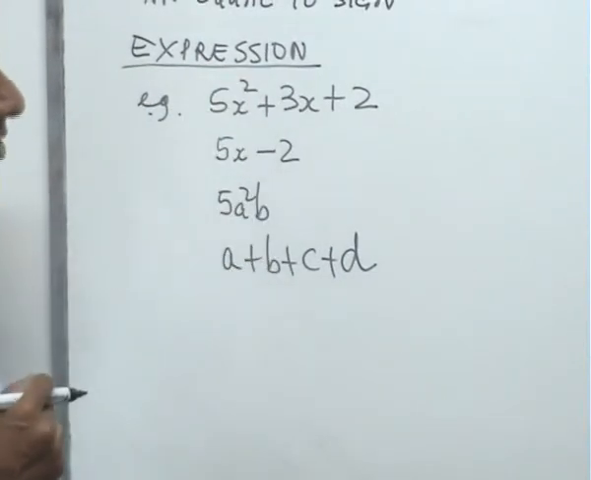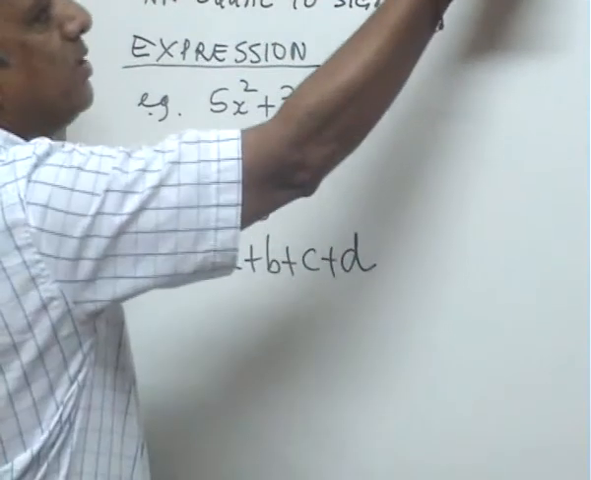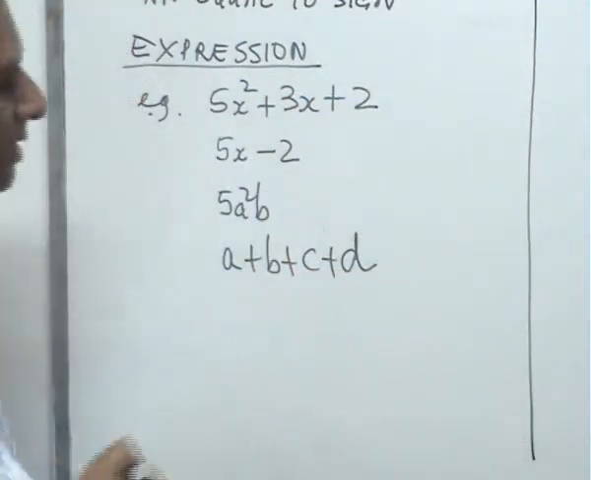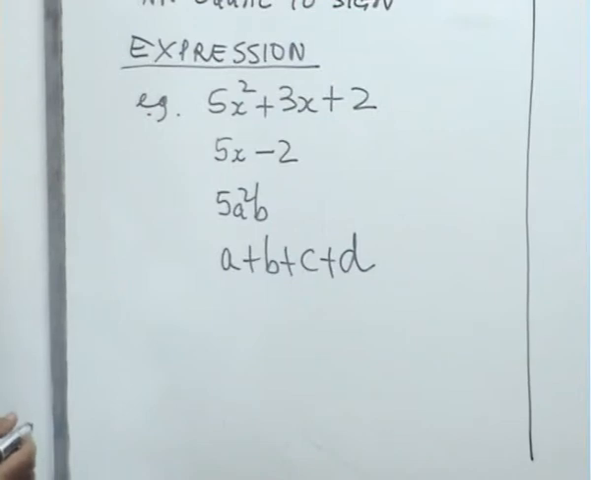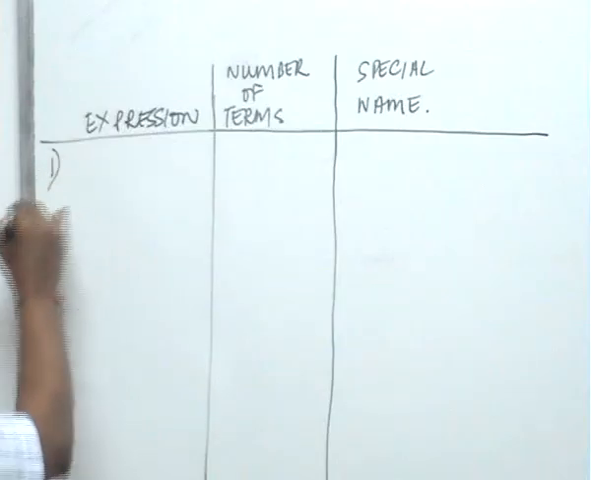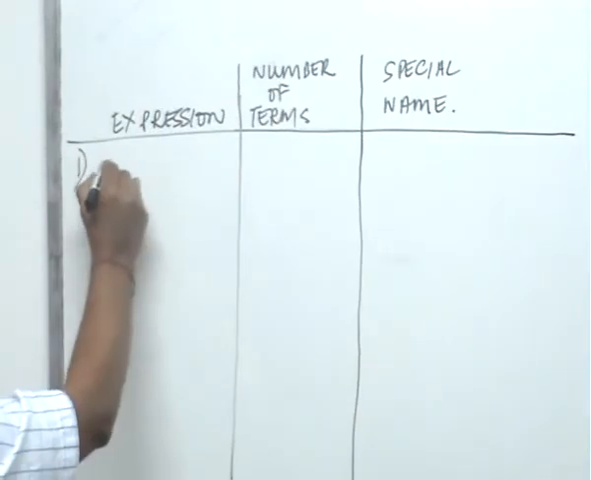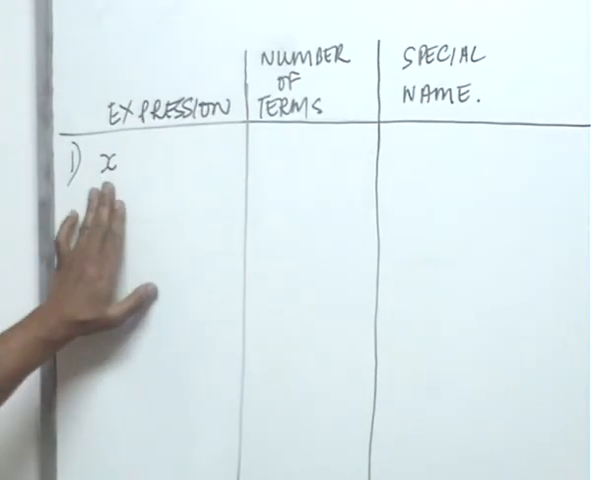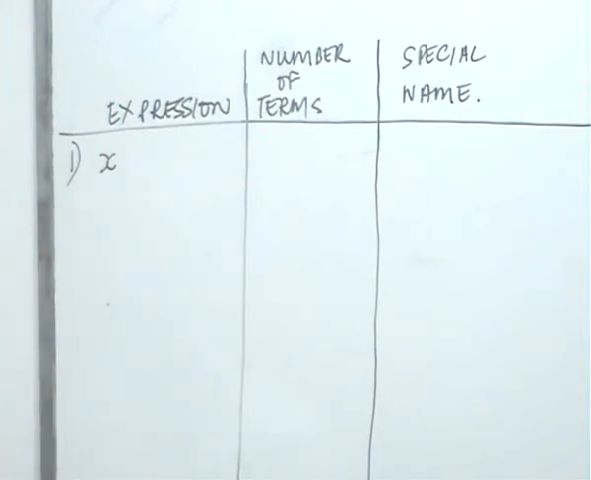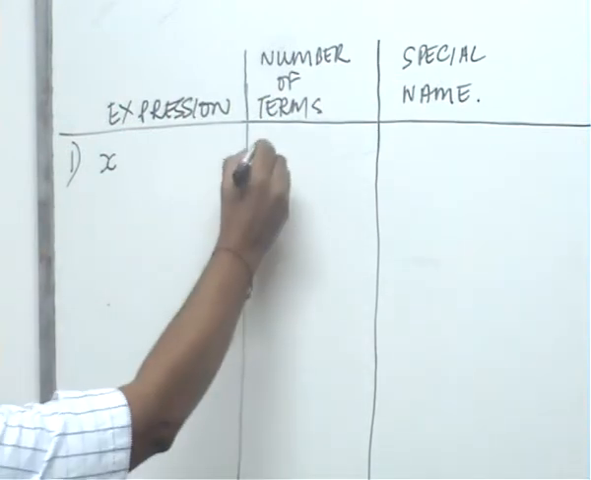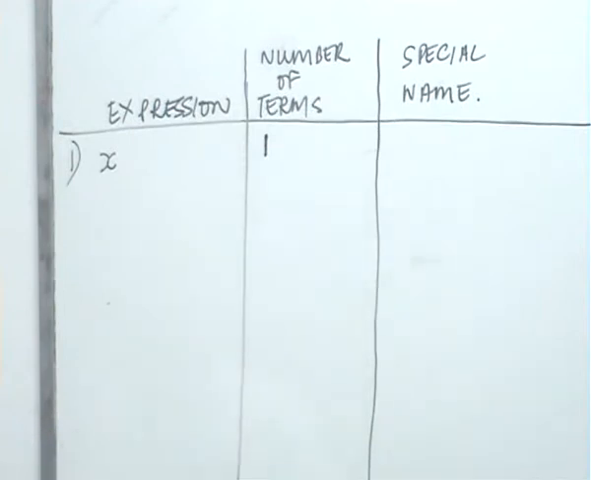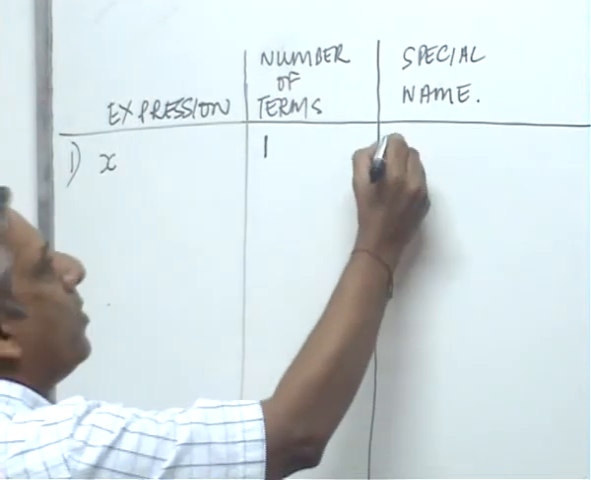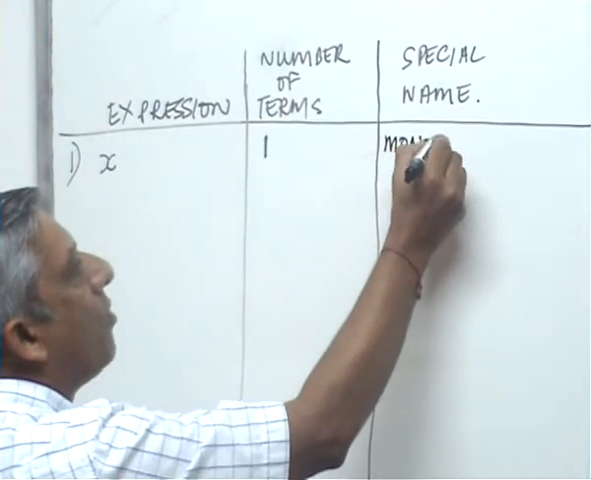Okay. Now, expressions are given special names. So I'm going to move on to that now and explain to you when does an expression get a special name. Right, so let's have a look at a number of expressions. Let's say I wrote only x here. Then this expression has only got x in it. So the number of terms here is 1. And a special name given to an expression like this is monomial.